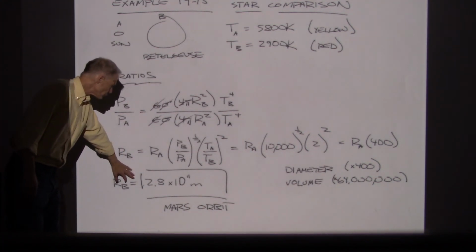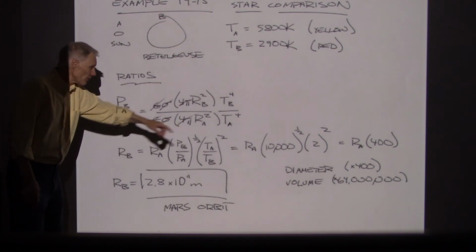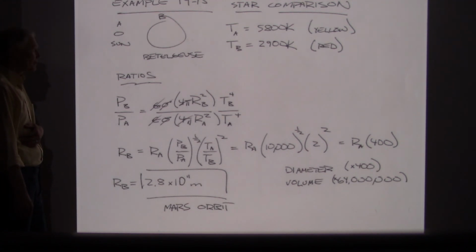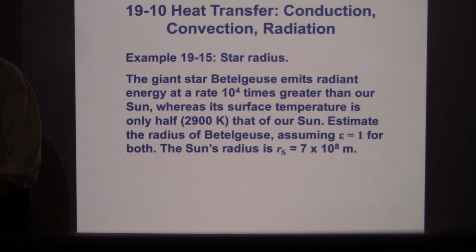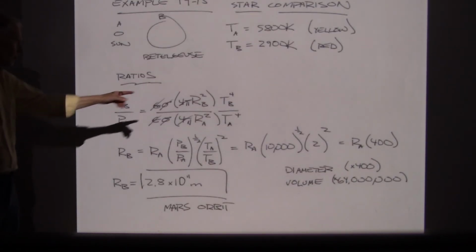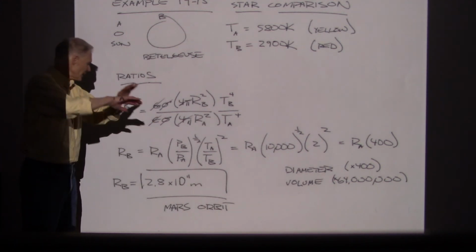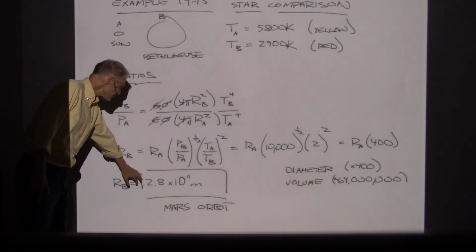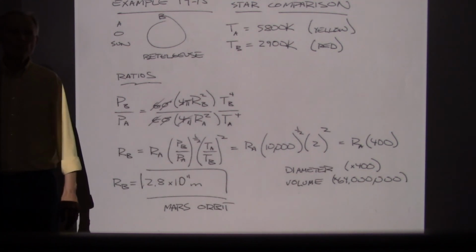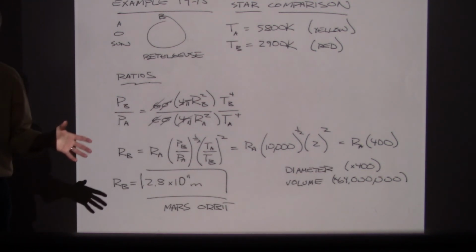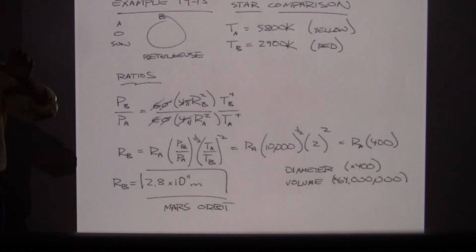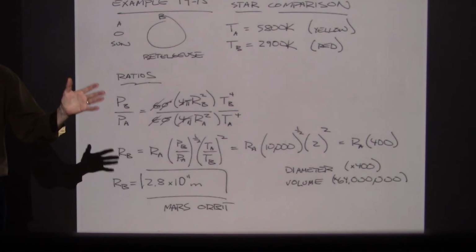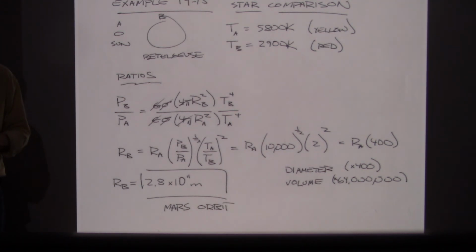So the size of Betelgeuse, we can calculate this using the... oh, I didn't put in the radius of the sun. That was in the original problem, right? There it is, radius of the sun. So I plugged that in, and it says that Betelgeuse extends out to a radius of 2.8 times 10 to the 11 meters. That puts it out beyond the orbit of Earth. If Betelgeuse were placed in our solar system, it would be bigger than the orbital distance out to Earth. It would extend out beyond Mars. So that's a really big star.